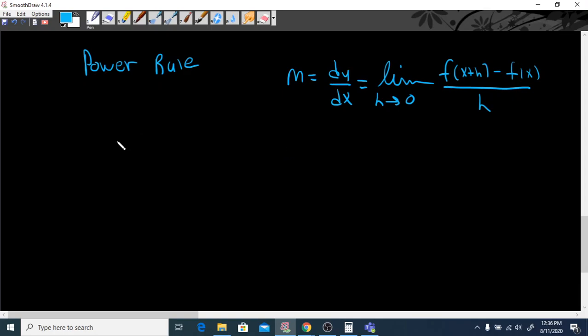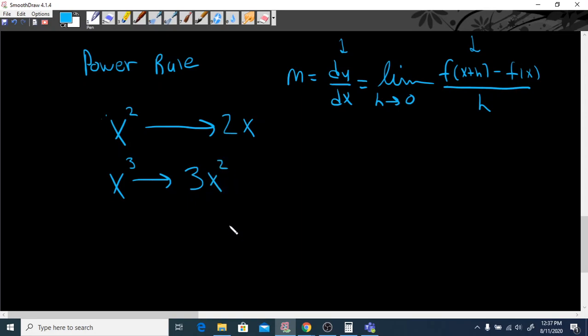And just to summarize some of the results that I've gone over. If we started with x squared and ran it through this formula, then what we found was that its derivative is 2x. And I also did x cubed, and when we ran it through the same process, we found that its derivative was 3x squared.